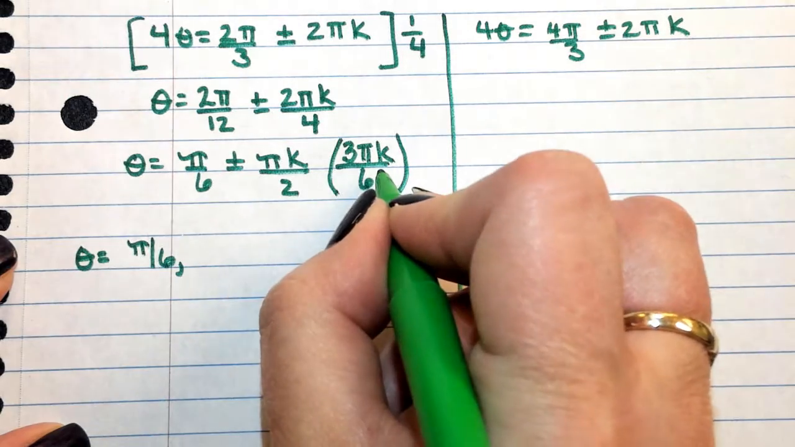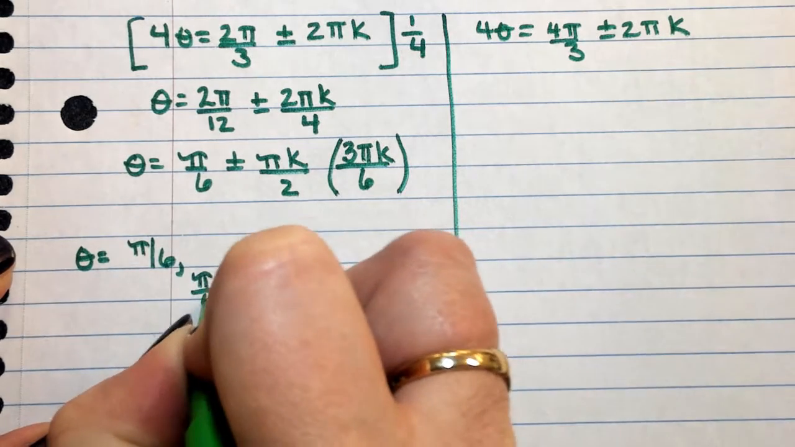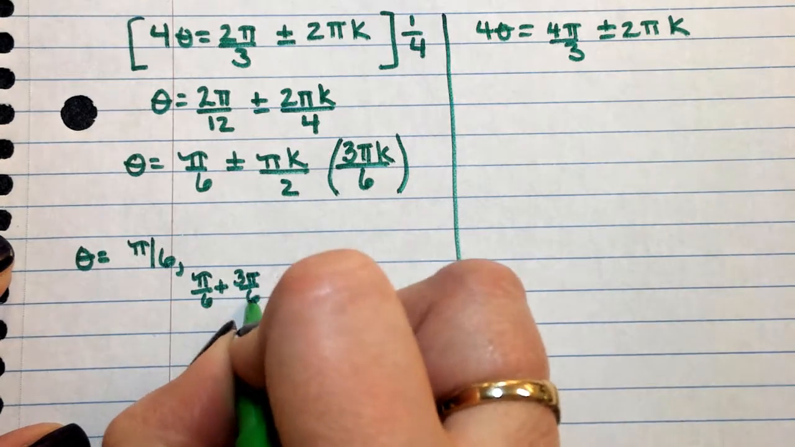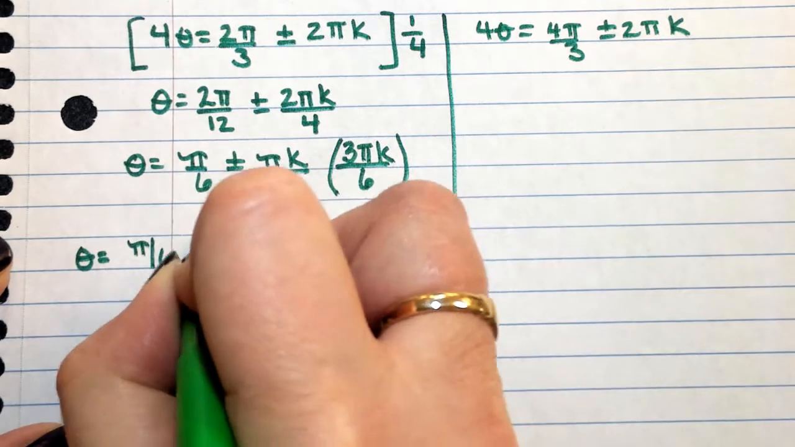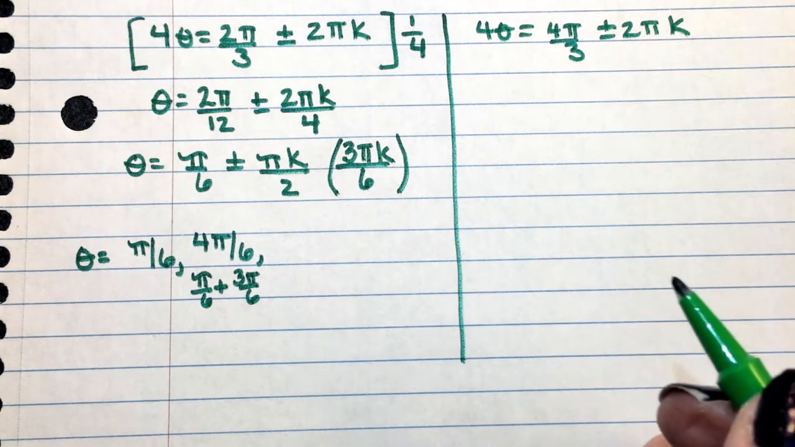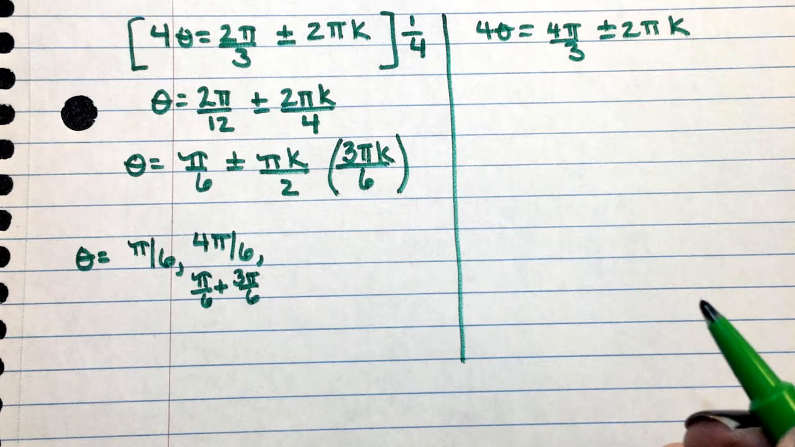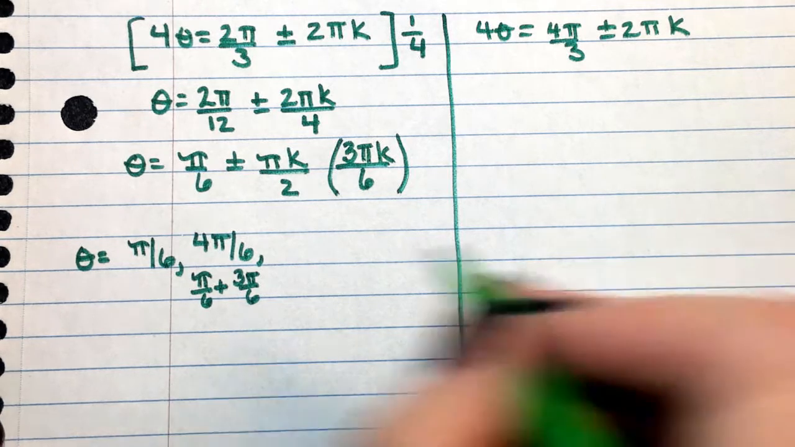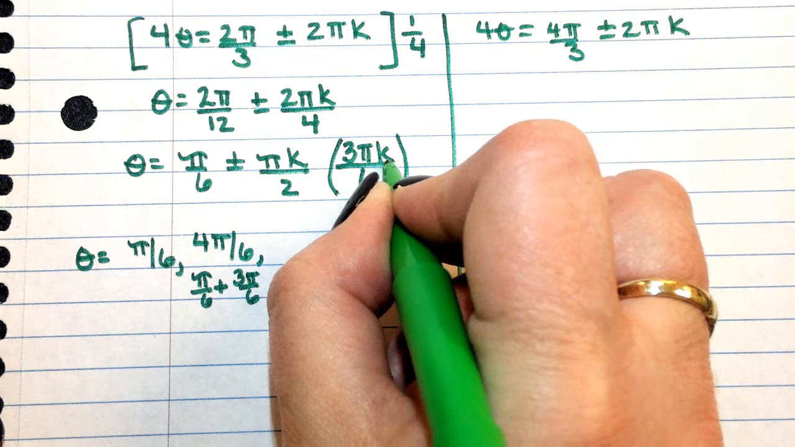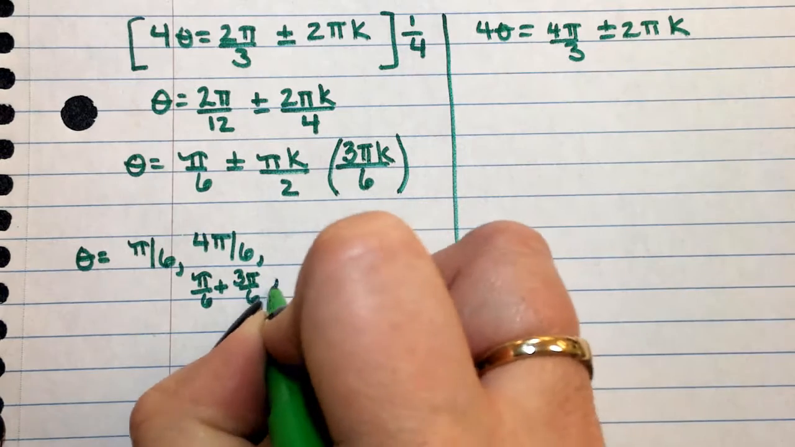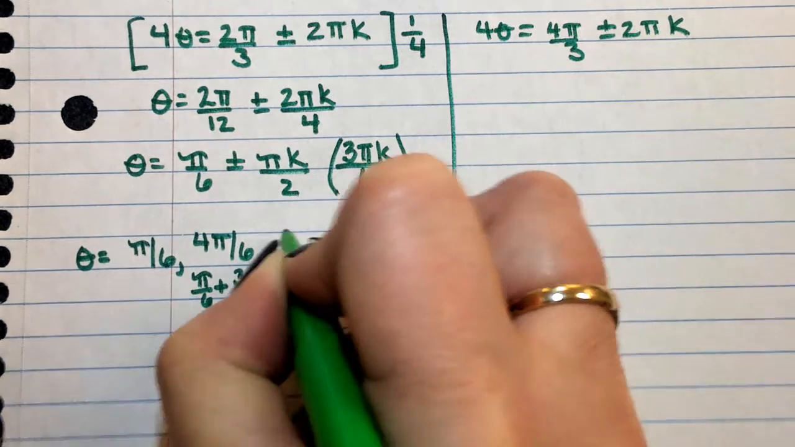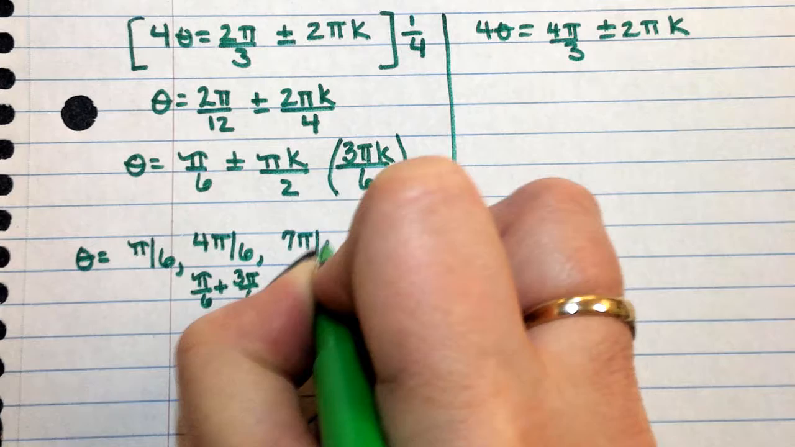So now plug in 1 for k. I have pi over 6 plus 1 times 3 pi over 6, which will give me 4 pi over 6. I always wait to reduce fractions after I'm done generating my list. Next I have when k is equal to 2. That's going to give me pi over 6 plus 6 pi over 6, which will give me 7 pi over 6.